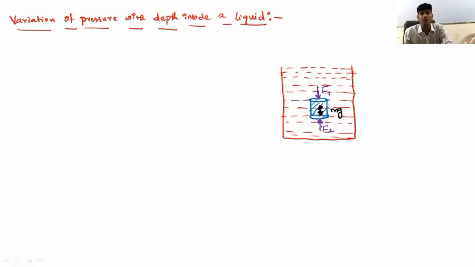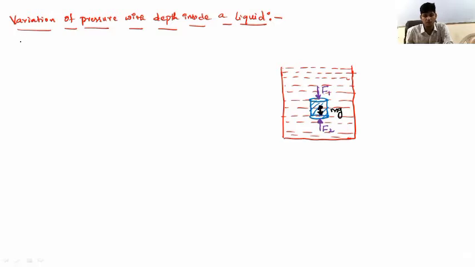F1 plus mg and F2 exactly balance. So the net force on the cylinder would be 0, right? As a result, the cylindrical portion of the liquid will be at rest inside the liquid. So this is the concept to be understood.